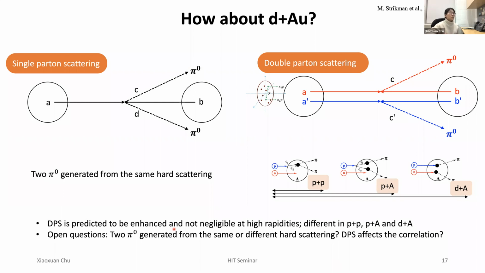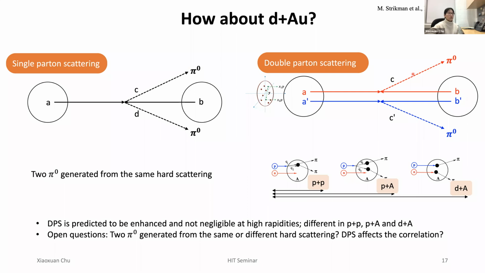So here in the left cartoon, it is a single parton interaction producing two pions from this single parton interaction. And on the right side is a double parton interaction, so the two pi zeros can come from different hard scatterings. The question is, how can we address these double parton interaction contributions to d-gold or pA collisions?